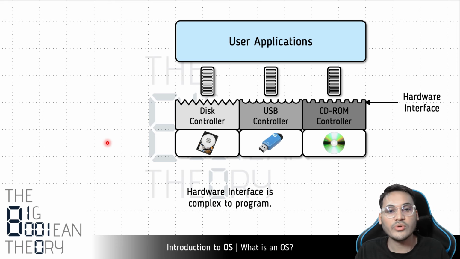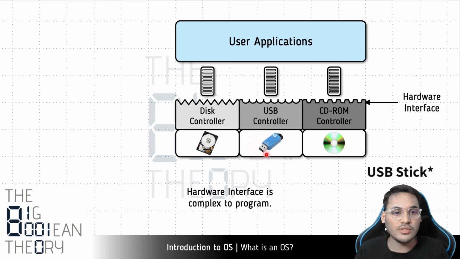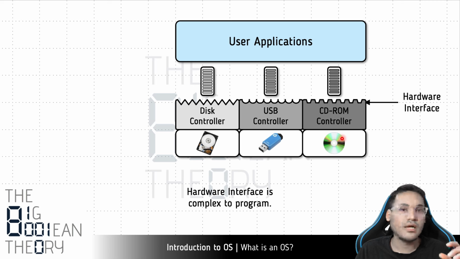So here we have a hypothetical computer. There are three storage devices, right? There is the disk, then we have the USB controller, and finally we have the CD-ROM. And as we know, storage devices come in the form of IO devices, right?